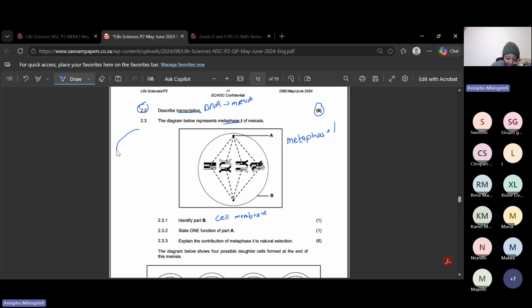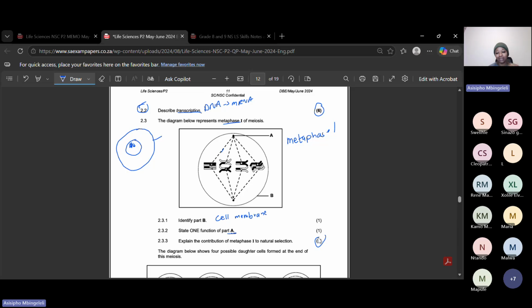So if it was like this, this would be cell membrane, and then this would be the nuclear membrane, and then we have chromosomes. But we only have one circle there, so that would be the cell membrane. Then state one function of part A. Part A is the centriole. So the centriole forms spindle fibers. Yes, it's correct. These are the spindle fibers that it forms. Or you can say it produces spindle fibers. That is part A.